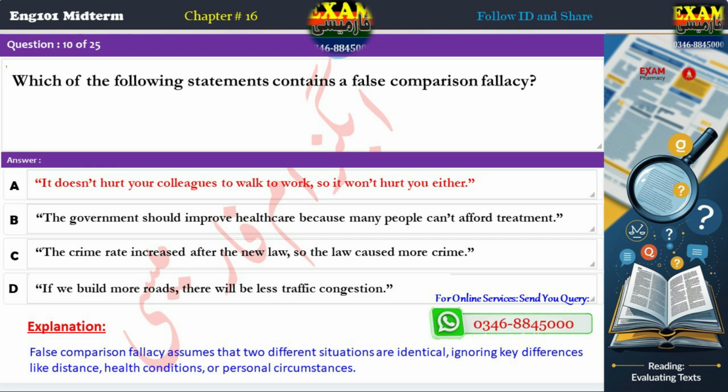Explanation. False comparison fallacy assumes that two different situations are identical, ignoring key differences like distance, health conditions, or personal circumstances.